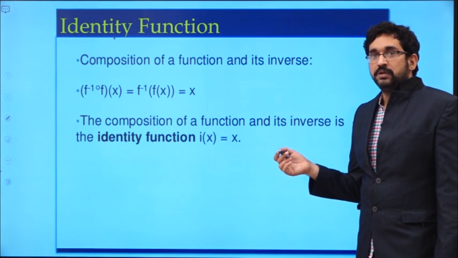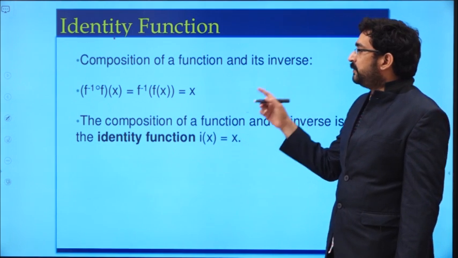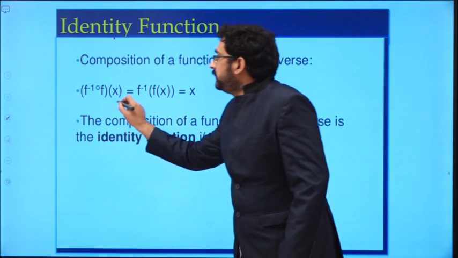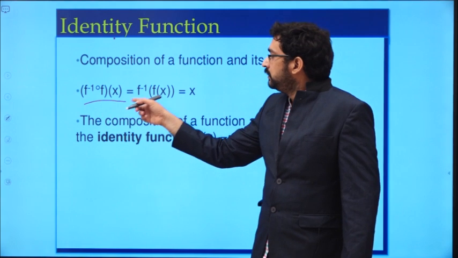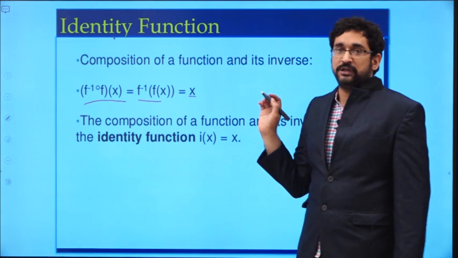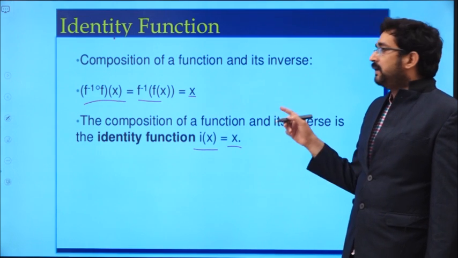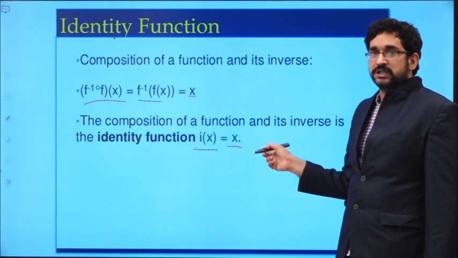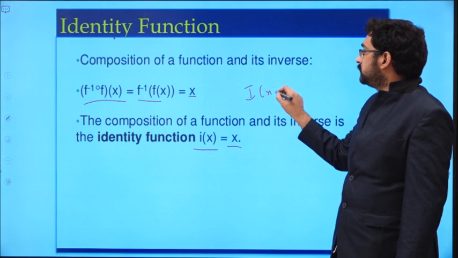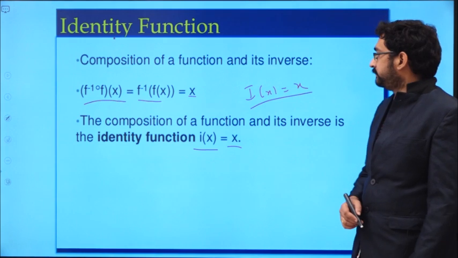Next, identity function. If you take the composition of a function and its inverse function, suppose f is a function, then its inverse function will be f inverse. Then we will get the identity function. It is denoted by I of x equal to x. So the composition of a function and its inverse function is nothing but the identity function, defined as I of x, and I of x will always equal x. This is about the identity function.